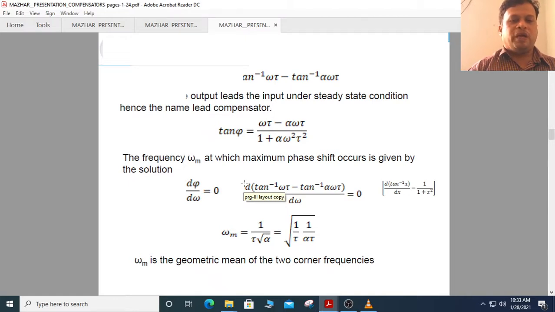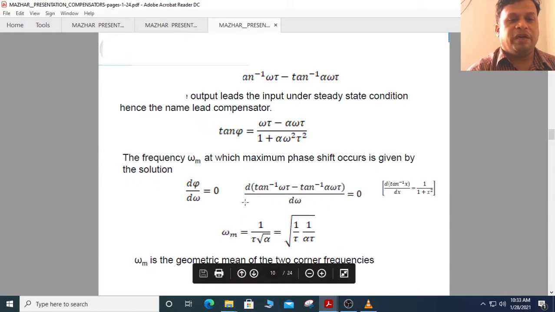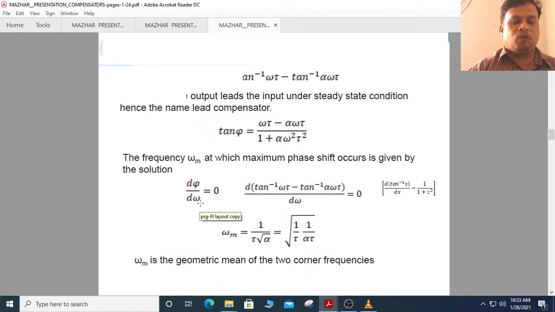Now that value can be placed here, then we can write omega m is equal to 1 by tau root alpha, and that is equal to 1 by tau into the square root of 1 by tau into 1 by alpha tau. This equation for omega m is derived from this particular equation. Now omega m is the geometric mean of the two corner frequencies. As we know, the asymptotes intersect at those two corner frequencies, so omega m is the geometric mean of the two corner frequencies.